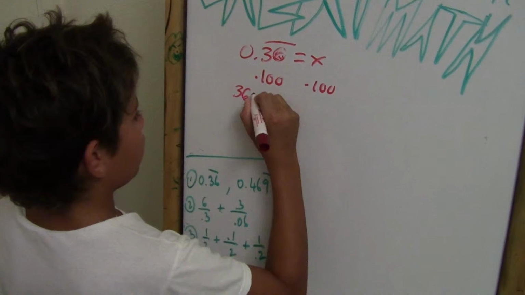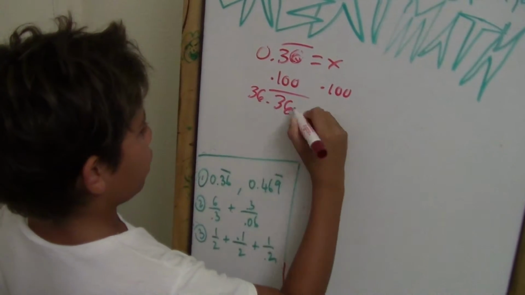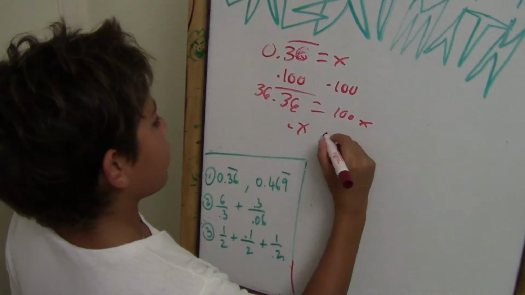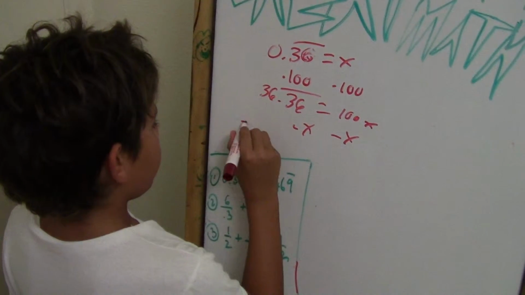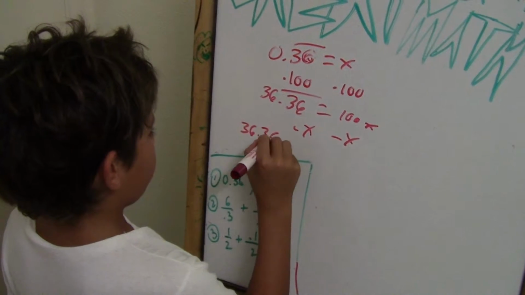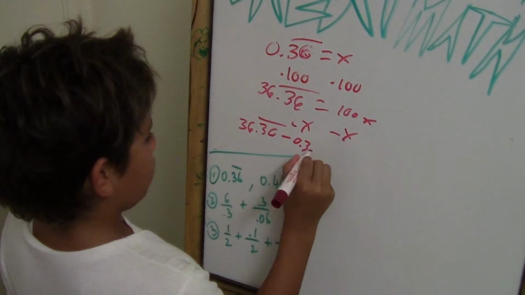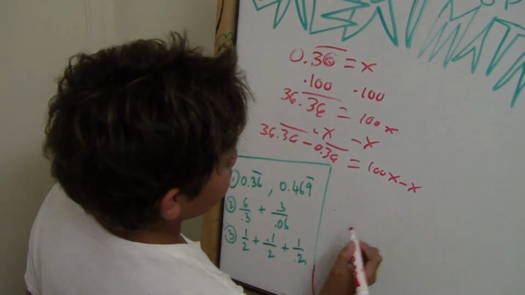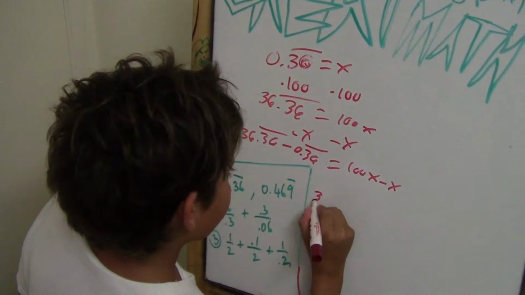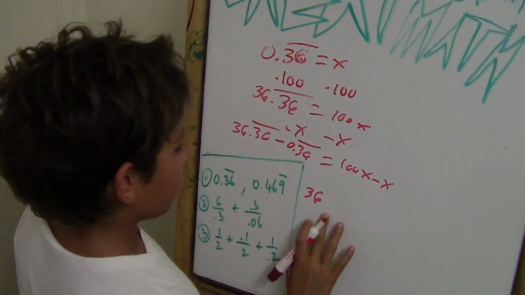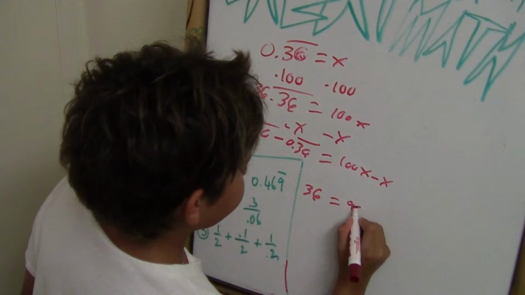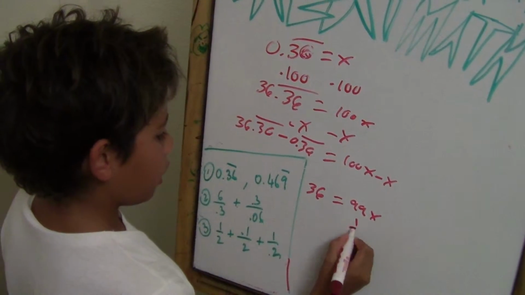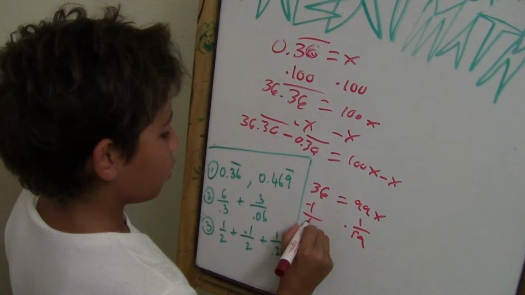Then that makes it 36.36 forever. It's equal to 100x minus x, 36.36 forever minus 0.36 forever, it's equal to 100x minus x. That will be then 36 is equal to 99x. There you go. And then we all know you use the reciprocal.